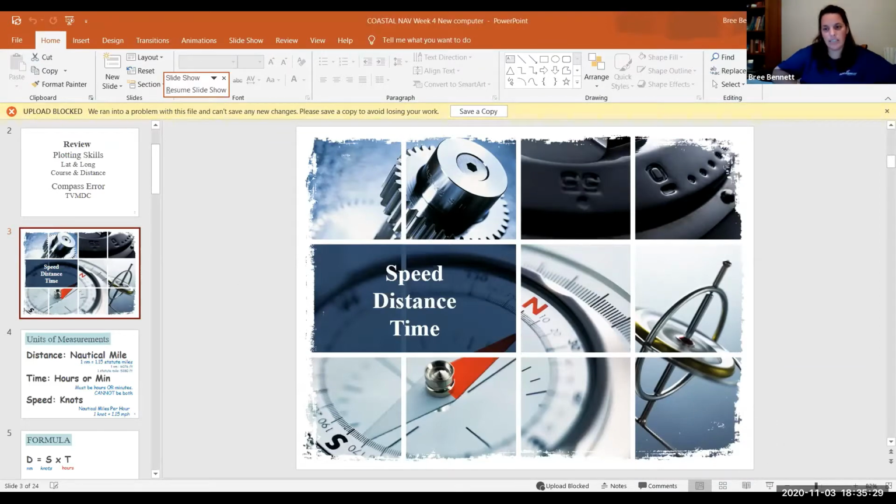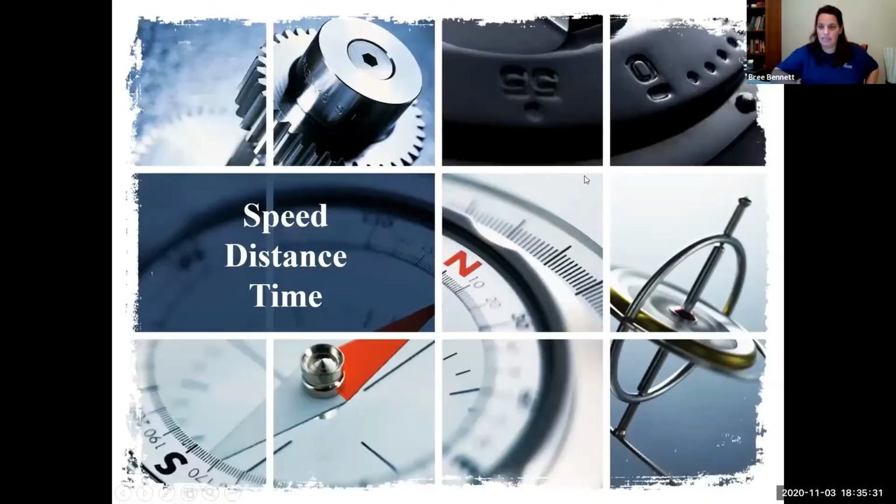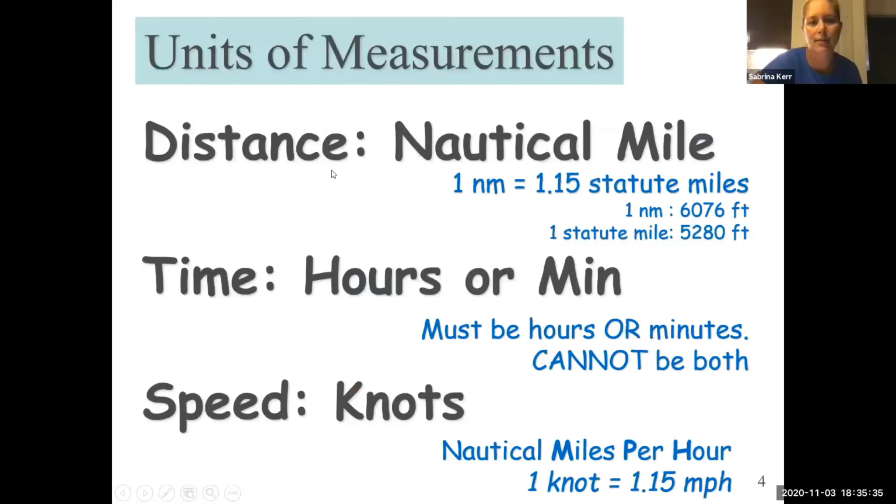Okay, so can you guys see a new PowerPoint? Speed, distance, time? Yes. Okay. So units of measurement when we're talking about speed, distance, and time. Our distance is in nautical miles. A nautical mile is different than a statute mile, right? Everyone knows that. So our statute mile is a little bit less. Our nautical mile is 6076 feet.